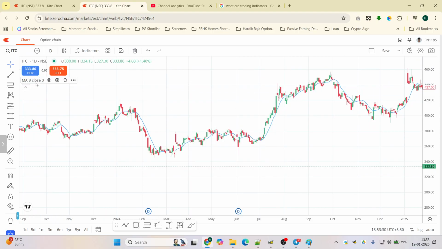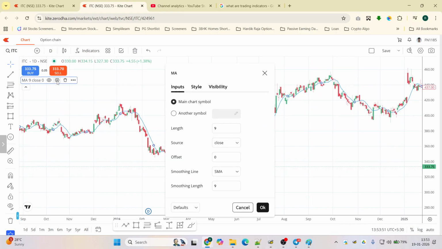Whatever normal indicator you add will appear in this area, below the buy and sell buttons. Whenever you take your mouse over that, you'll find a settings icon. If you click that, you can see this. I'll come to this length parameter.